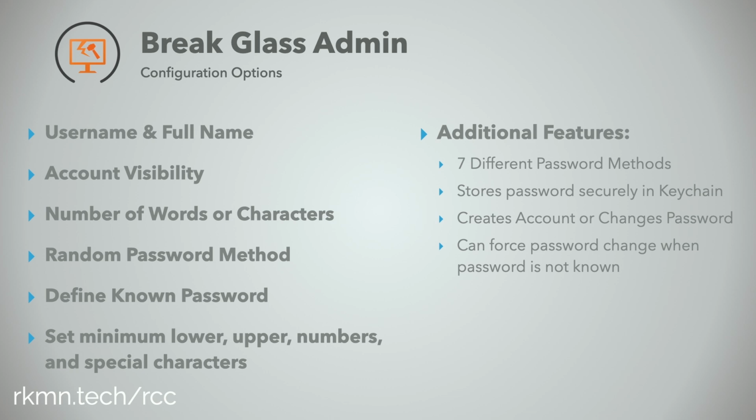So break glass admin has a couple of options here. You define the username and full name. It gives you account visibility. You're able to define the number of words or characters for the password method. You can choose a random password method or define a known one, and of course you can define whether or not you use a number of minimum, lower, upper, special characters, requires numbers, et cetera, et cetera. Additional features are that there are 7 different password methods built in. It stores these passwords directly in the keychain, and it allows you to create accounts or change the passwords. So if you ever want to do a rolling refresh, there's a password back there.